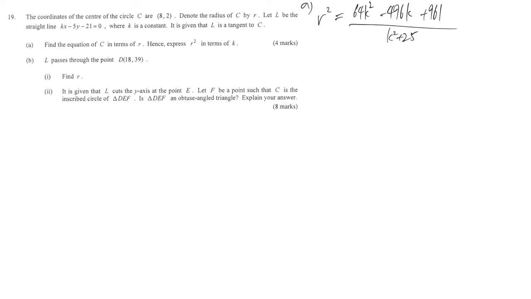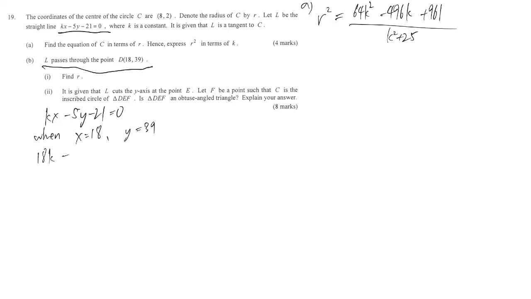I copied down the part A answer already, and then part B, they tell us that the line passes through this point. So which means that kx minus 5y minus 21 equals 0. No matter whether you know how to solve A or B, you should try this part, because this one is given that when x equals 18, then y will equal 39. So you can find the value of k.